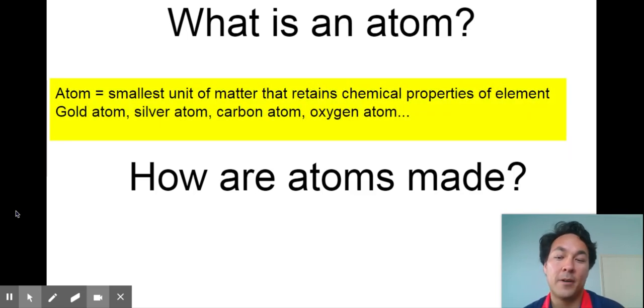So an atom is the smallest unit of matter of that element. So you would have gold atoms or silver atoms or carbon atoms or oxygen atoms. So a gold coin is made of mostly gold atoms put together, and then a few trace other elements.